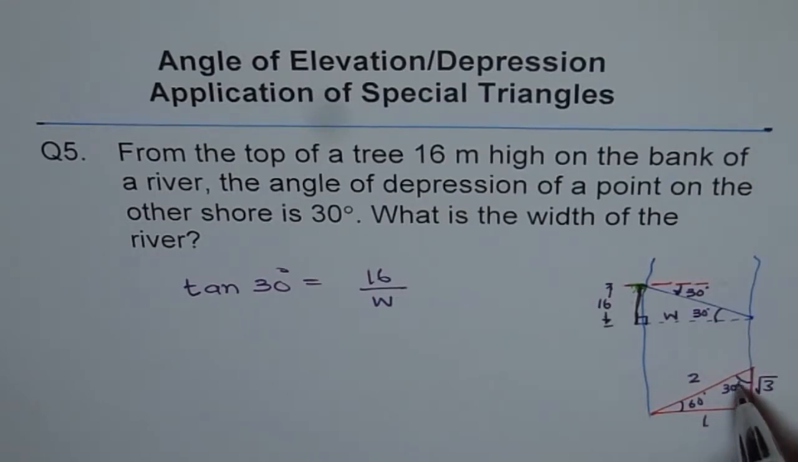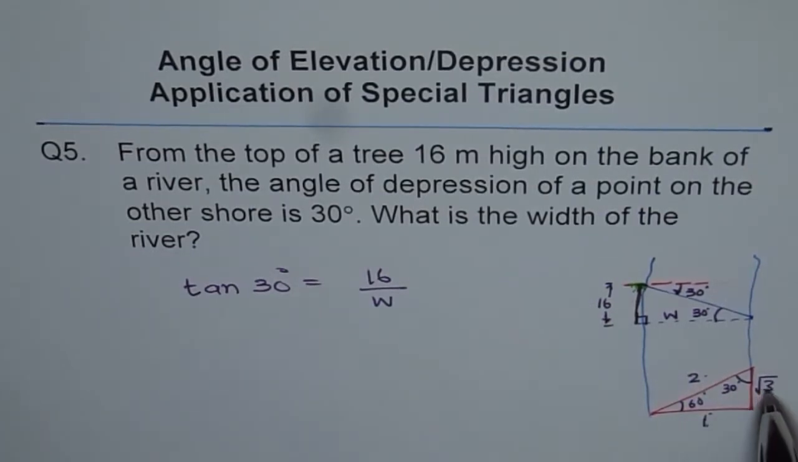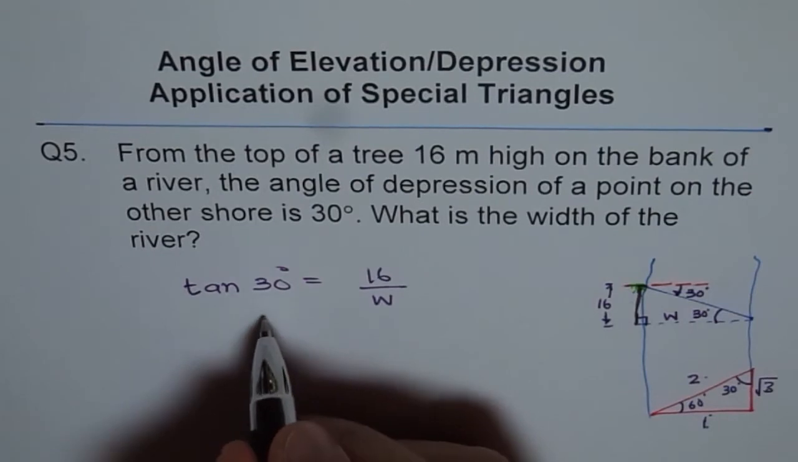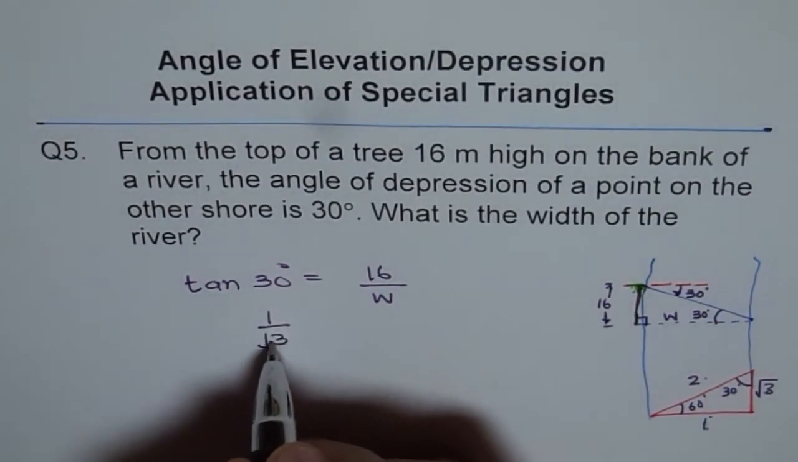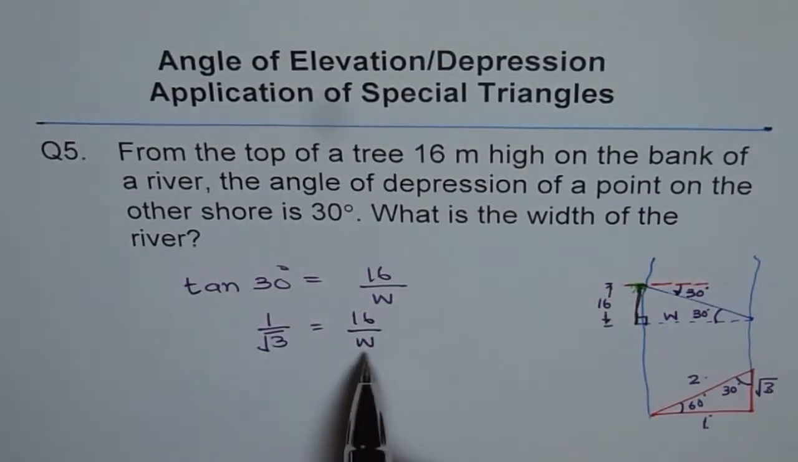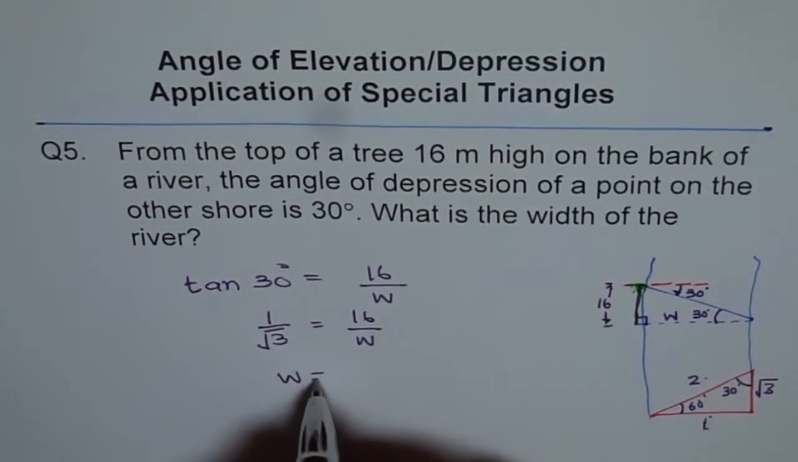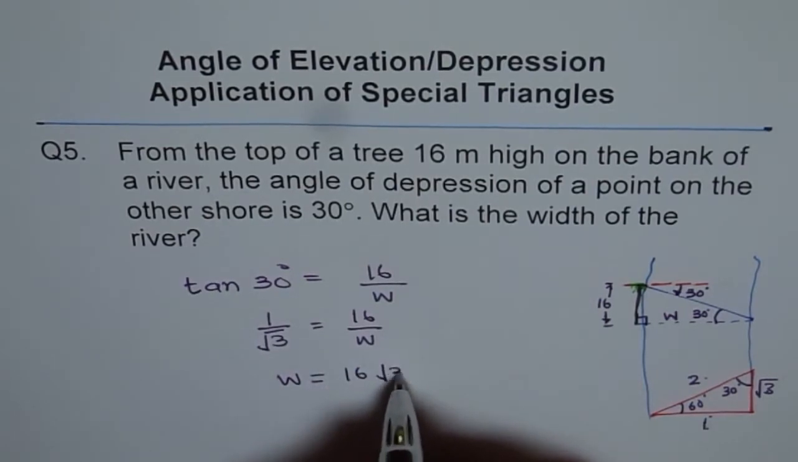So sine 30 is what? Sine 30 is opposite over hypotenuse. And tan 30 is what? Opposite over adjacent. So this is tan 30, correct? So tan 30 is 1 over square root 3. So we can write this as 1 over square root 3 equals 16 over W. To find the width W, let's cross multiply. And so we get the width is 16 square root 3.